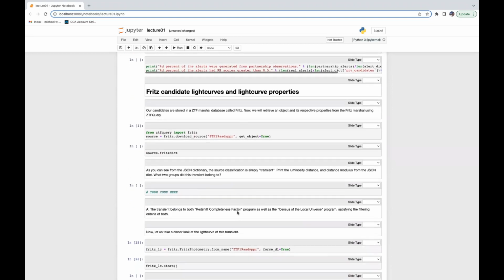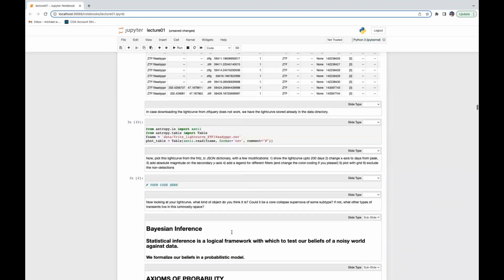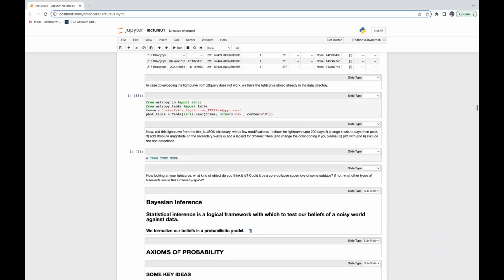From there, we'll move on to interacting with Fritz, which is the SkyPortal system that we use here. You'll have an opportunity to interact with the API to get light curves and study light curve properties, make some plots, and all of the good stuff about that.